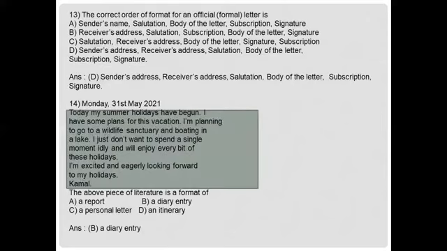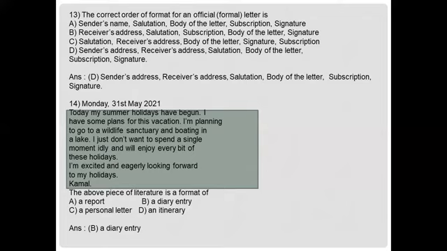Next. The correct order of the format for an official formal letter is option A. Sender's name, salutation, body of the letter, subscription, signature, or B. Receiver's address, salutation, subscription, body of the letter, signature, or C. Salutation, receiver's address, body of the letter, signature, subscription, or option D. Sender's address, receiver's address, salutation, body of the letter, subscription, and signature. So you know how to write a letter, you just have to go through it and you find that the correct answer is option D.